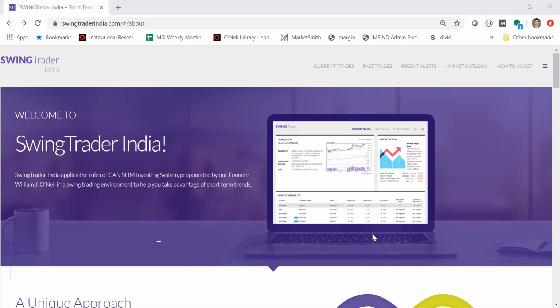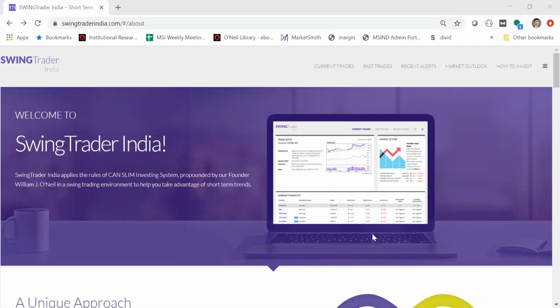Here's a quick tour to help you get started. Swing Trader India applies the rules of the CANSLIM investing system propounded by our founder William J. O'Neill in a swing trading environment to help you take advantage of the short-term trends. Unlike other swing trade products, Swing Trader India combines fundamental analysis with technical analysis to increase your potential for success. Our analysts use multiple proprietary screens that scan for key fundamental and technical criteria to develop swing trading ideas.